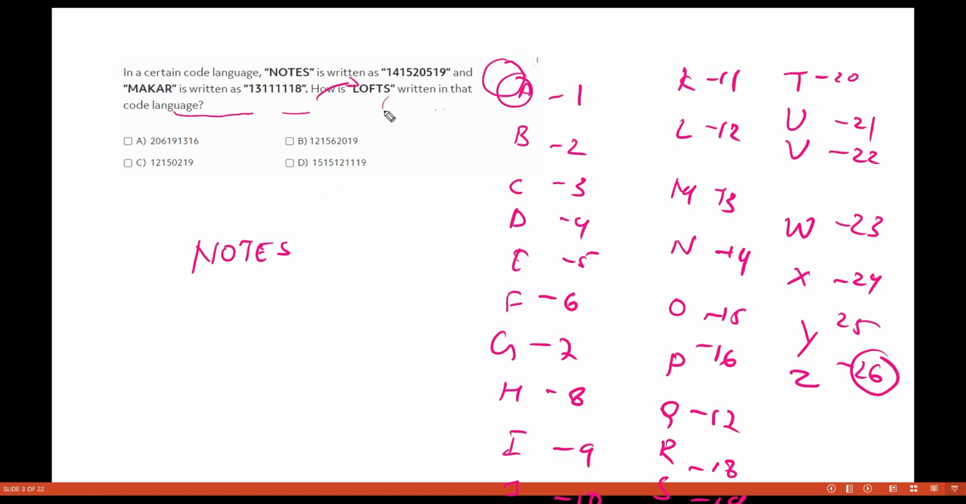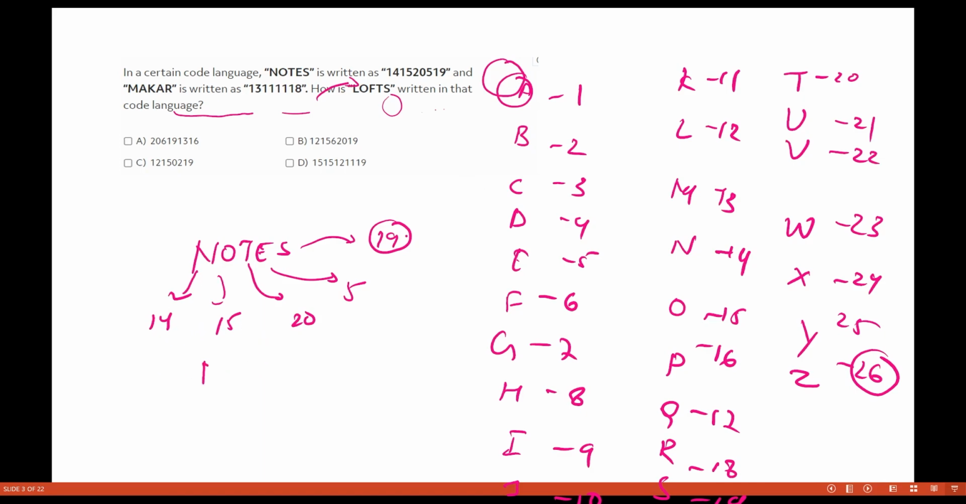So let us see notes. N is 14, O is 15. T is how much? T is 20. E is 5 only. S is 19. So it is basically representing the rank of the alphabet.